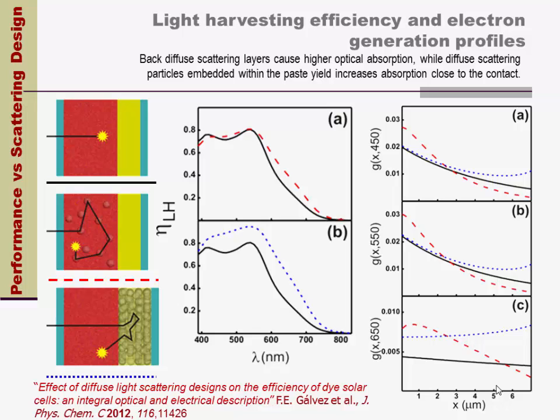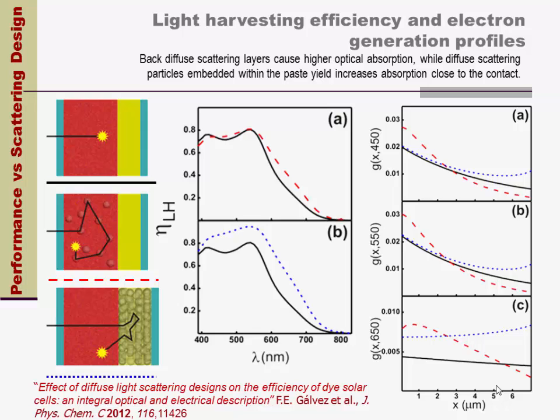So basically, if I check the absorption, light harvesting, with a design like this, with diffuse scattering particles inside my film, what I get is a better absorption. You can see this in the light harvesting efficiency. And I get a much better one if I use a diffuse scattering layer in the back. So this is basically the key to the use of this design over this one in a film, just because I get more light.